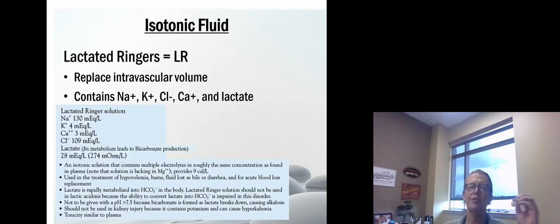Lactated Ringer's is an example of another isotonic solution. So it also can replace intravascular volume. However, it contains sodium, potassium, chloride, calcium, and lactate, which means it doesn't just have sodium and chloride in it. It has other elements and compounds to create a similar osmolarity to that of the blood, so we still refer to it as an isotonic solution. It's used in a different context. We talked about some of these in class.